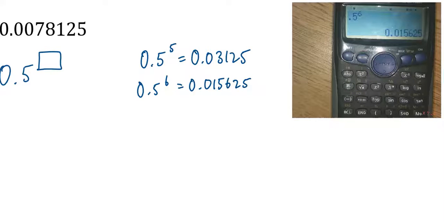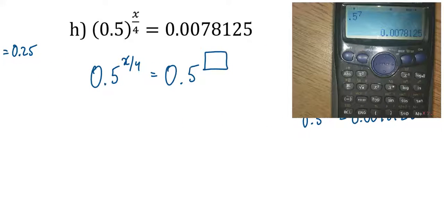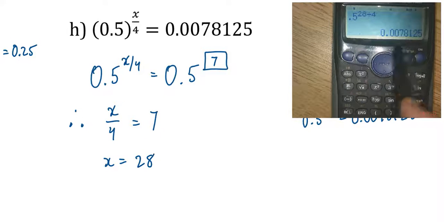And that looks like it. 0.00782125. So to the 7. Multiply both sides by 4, and x equals 28. And again, I can do a quick check: x is 28, so 28 divided by 4 gives me the right side. Very nice.